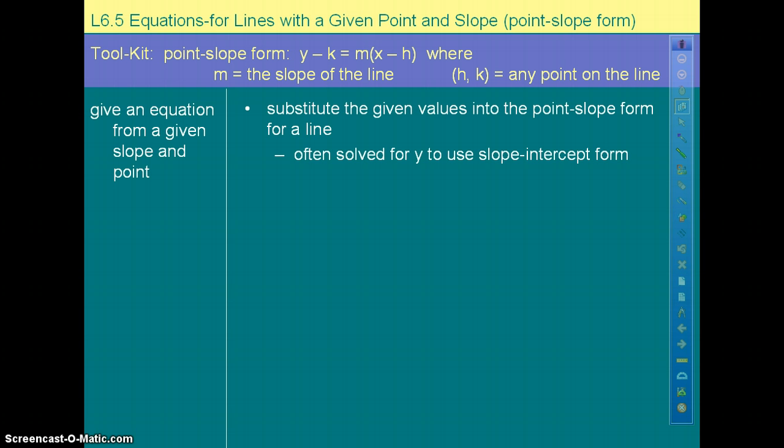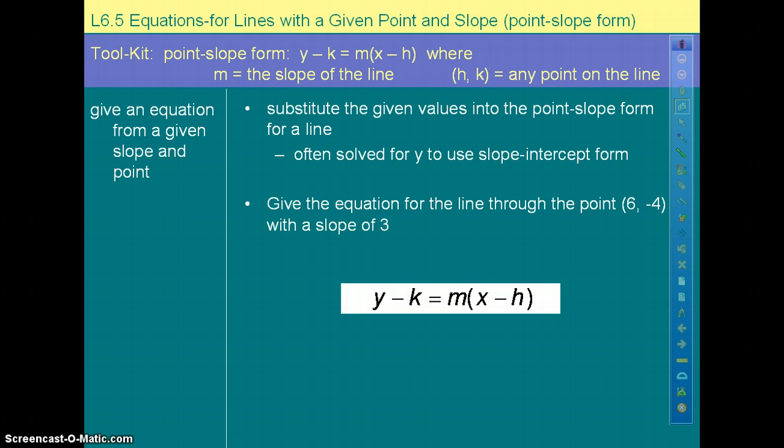Since the slope-intercept format that we talked about last time is so useful for graphing, whether you're graphing by hand or on a graphing calculator, sometimes we solve this out for y in order to see or use the slope-intercept form. So we're going to take a look at an example. We're going to give the equation for the line through the point (6, -4) with a slope of 3.